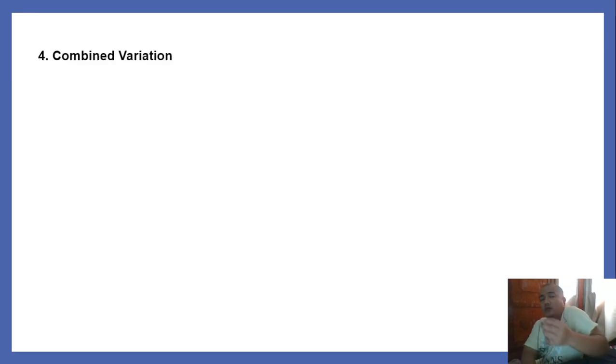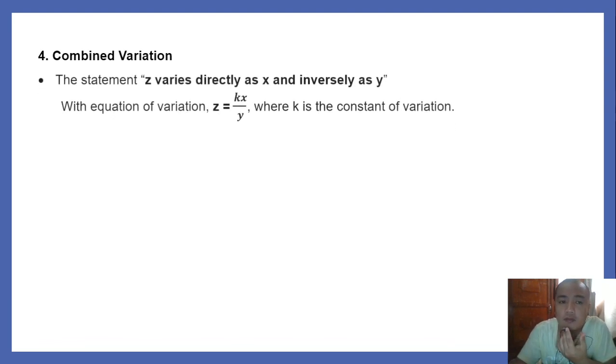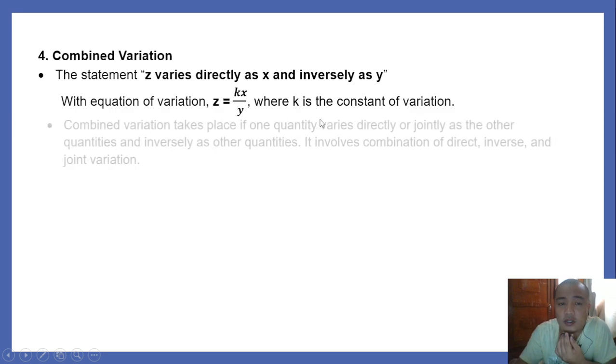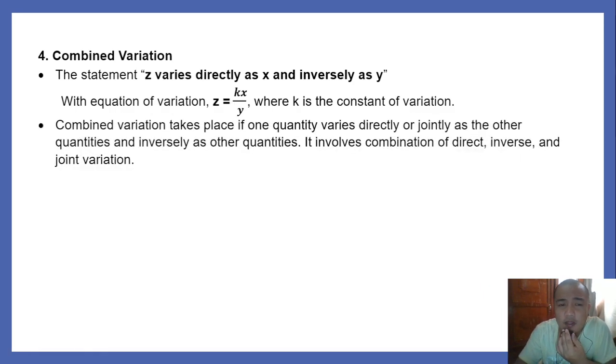Let's proceed now to combined variation. So combined variation, say Z varies directly as X, inversely as Y. So it's a combination of direct and inverse variation, or combination of direct, inverse, and joint variation. So how do you translate Z varies directly as X inversely as Y into equation? We have here Z equals KX over Y. Since it varies directly, KX, inversely, over Y. K is the constant of variation. So combined variation takes place if one quantity varies directly or jointly as the other quantities, and inversely as the other quantities. It involves combination of direct, inverse, and joint variation.